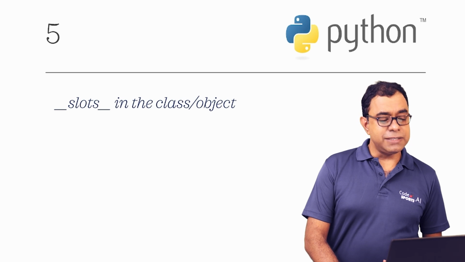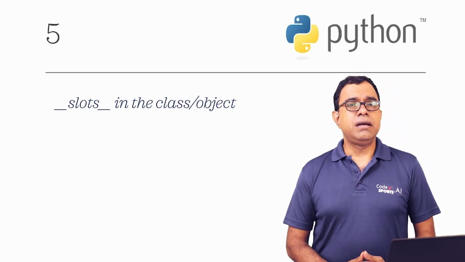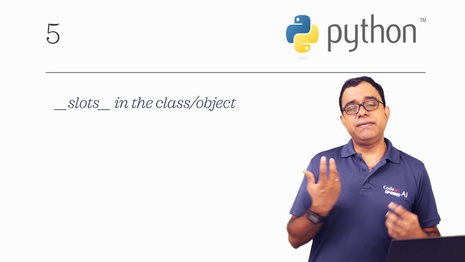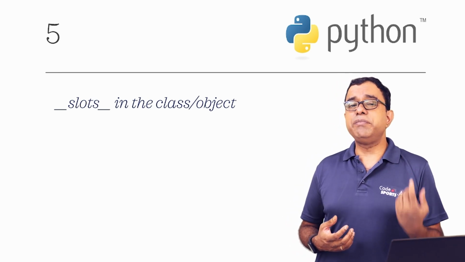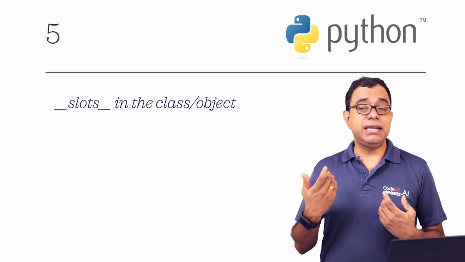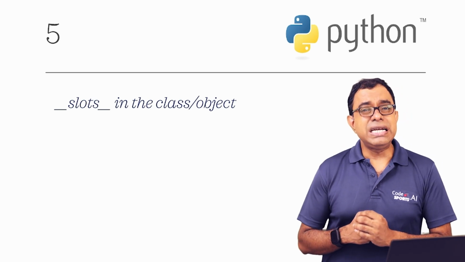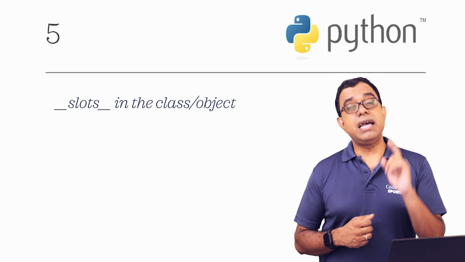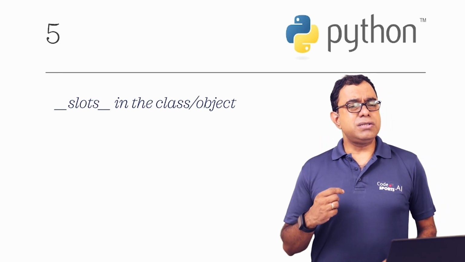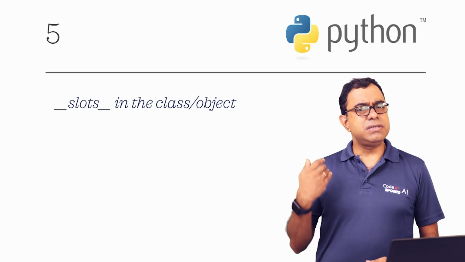And the fifth thing is __slots__. Python is a different kind of object-oriented programming language where you can add member variables dynamically after creating an object, unlike C++ and Java. Slots give you behavior similar to C++ and Java. And slots also make sure that your code executes fast, and it also saves memory.